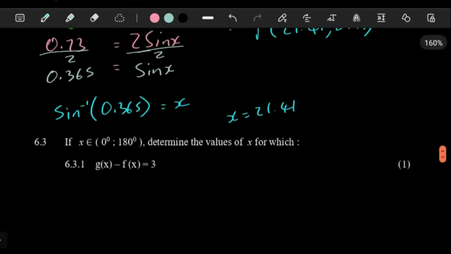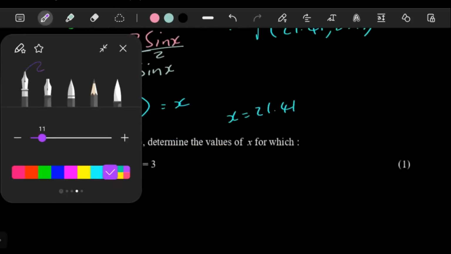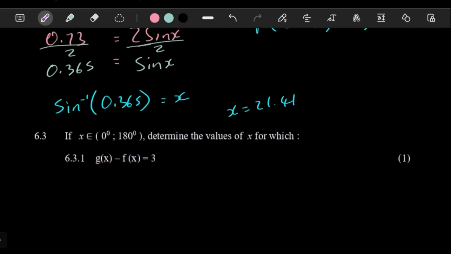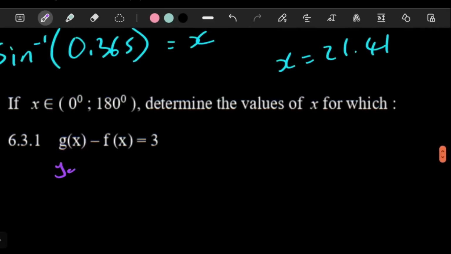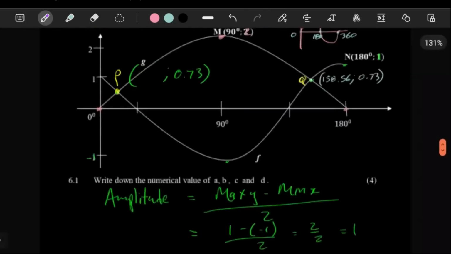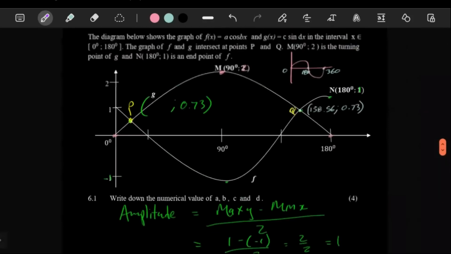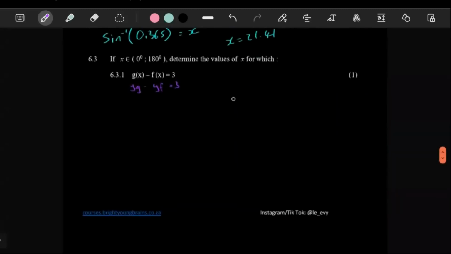Anyways, the other one is a 1-mark question. It says: if x is between 0 and 180, determine the values of x for which the distance between the y values is 3. So this is saying the y values of g minus the y values of f, where is it going to be 3? If you look nicely, it's going to be at 90, because the distance down here is 1, and going up there is 2. So 2 plus 1 is 3. That's happening where x is equal to 90. That's why they made it a 1-mark question.